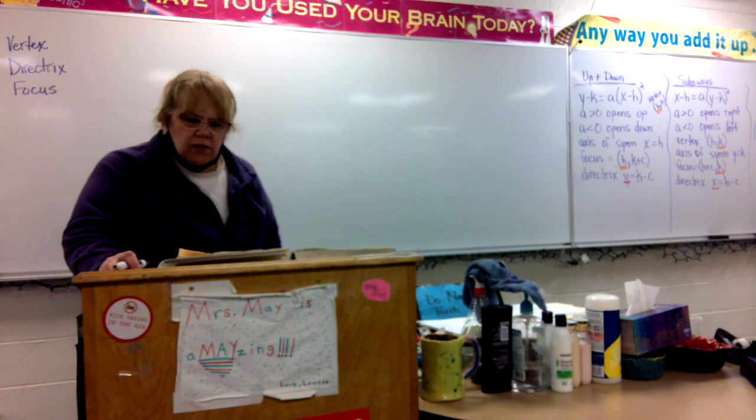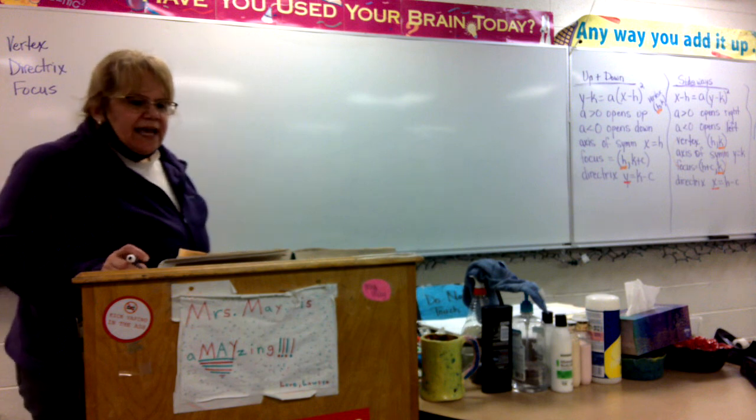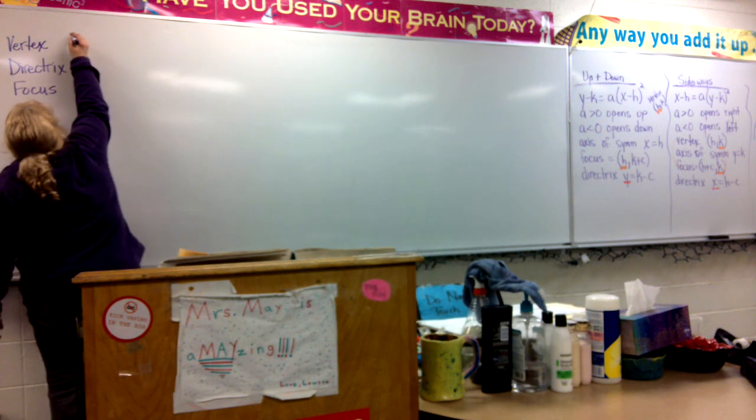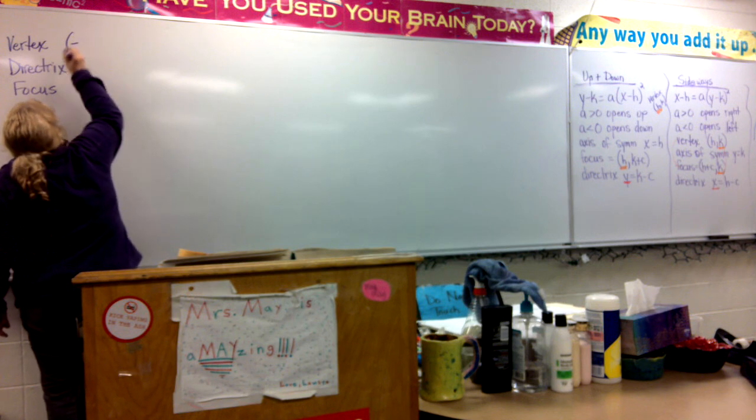So if you're following along, I'm on page 413. Example 1 says the vertex is negative 1, 5.